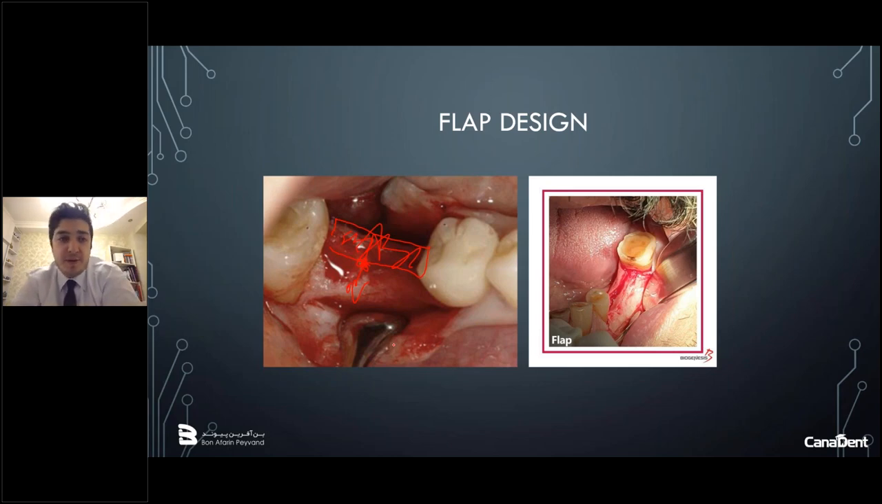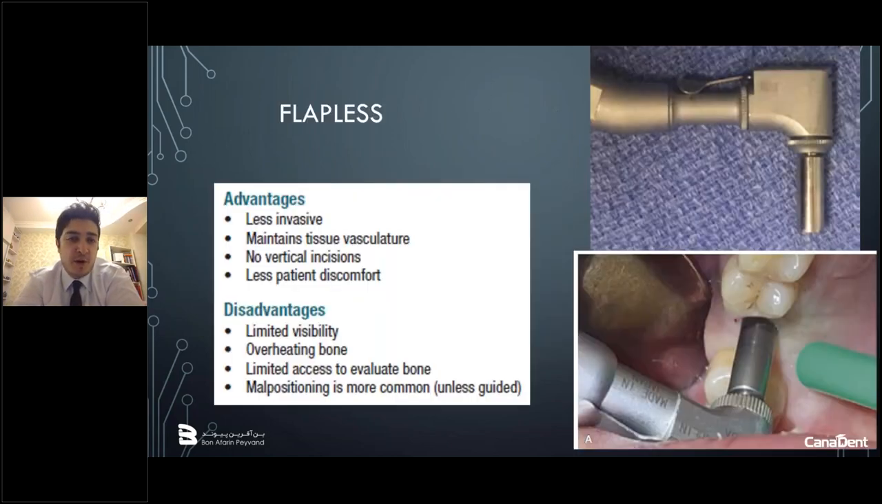Another type of flap is the flapless technique, which has become very popular. In this technique, a tissue punch is used to remove the gingiva at the implant site, and there would be no need for suturing afterwards. Because this procedure is so blind, we must be completely sure of the underlying bone anatomy, and we need at least 7 millimeters of buccolingual bone width to ensure the correct placement of implant.